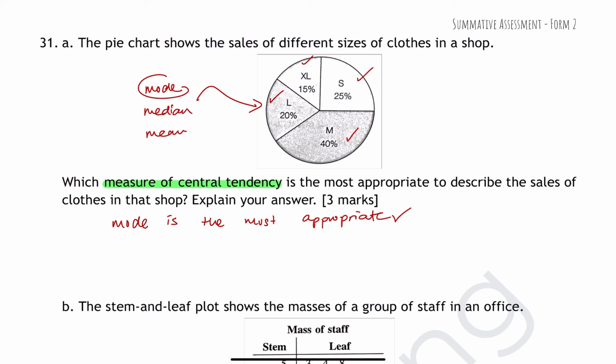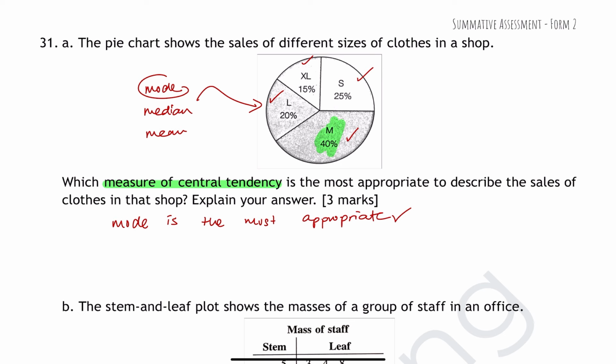Okay, so mode, over here you can actually see your M has the highest percentage, which means in order for you to reorder your clothes at a later date, you should prioritize your M more compared to your S, your L, or your XL. And this is a function of your mode.